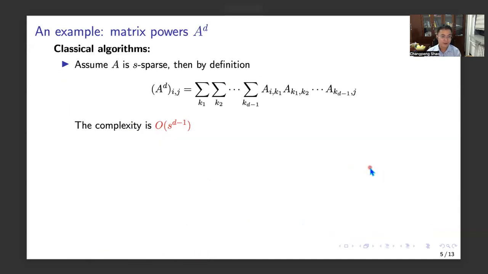Okay, next, let's see a very simple example, the matrix powers. First, we will consider the classical case. A is sparse, this is our assumption. So using the definition, we will know the ij-th entry of A to the d has this kind of formula. Since A is sparse, each sum contains at most s terms. So in total, there are at most s to the d-1 terms, and this is the complexity.